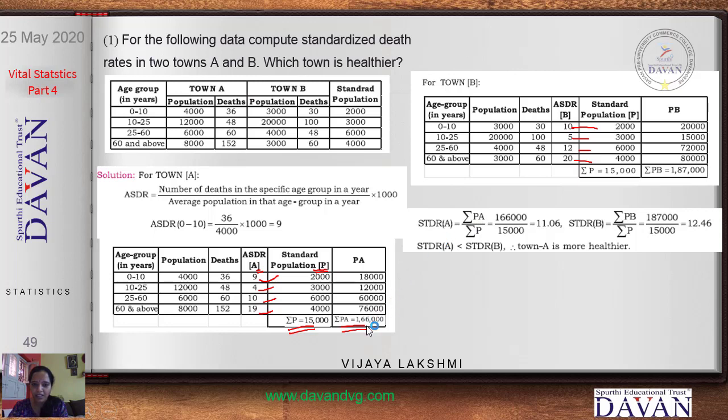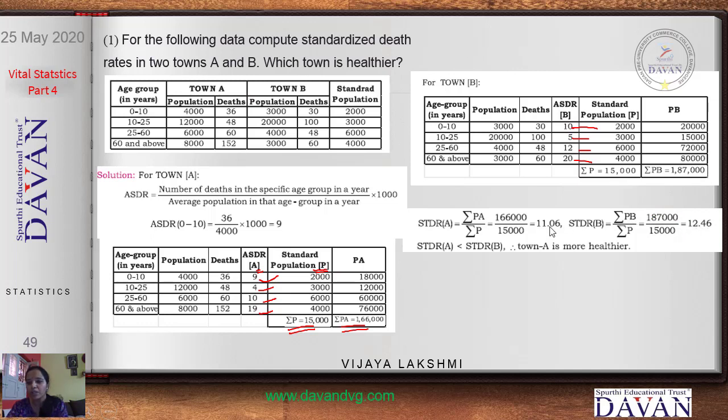It is 1,66,000 divided by summation P, which is 15,000. So you get 11.06. Now similarly, STDR of B is nothing but summation PB divided by summation P, which is equal to 1,87,000 divided by 15,000. On simplification, you get 12.46.